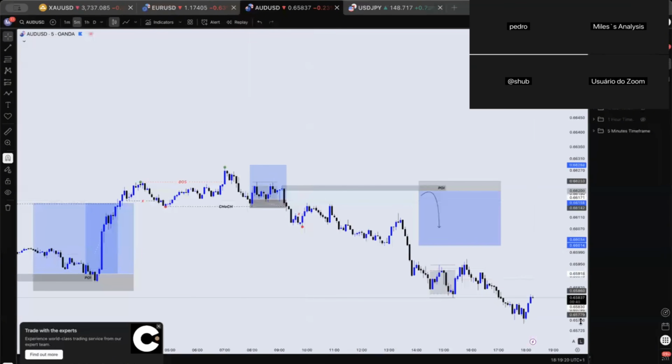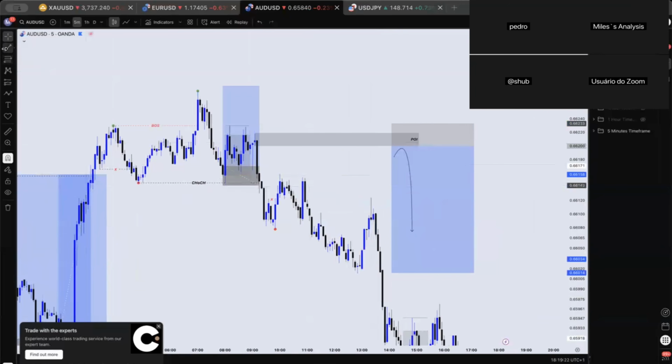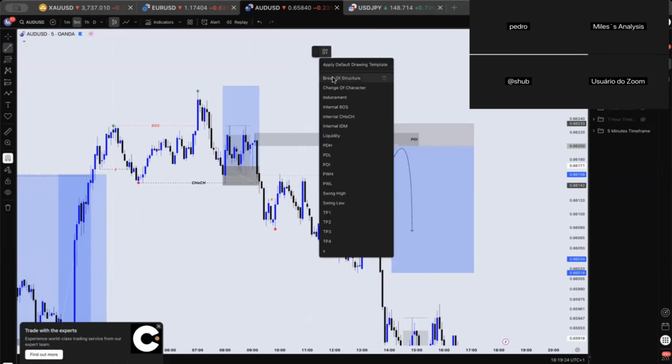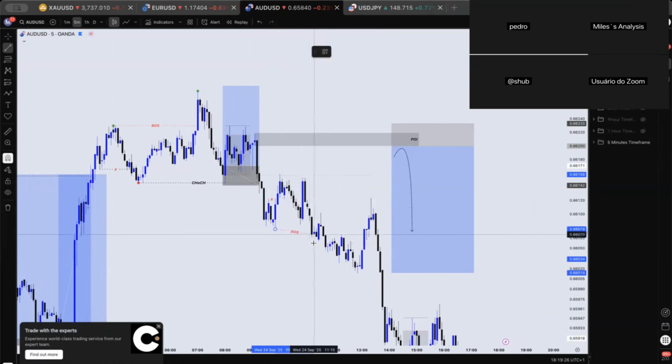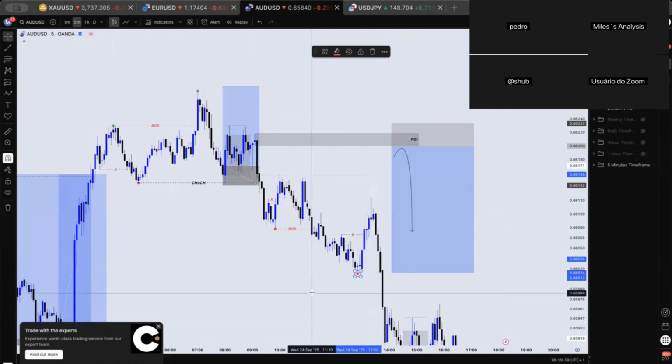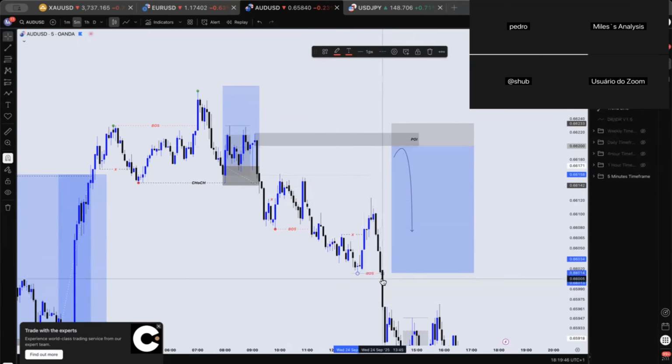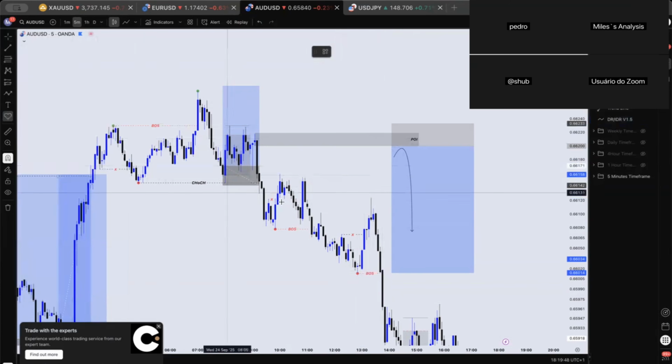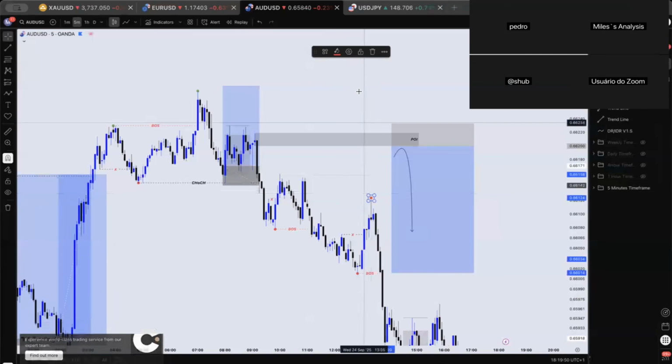Change of character created, and then after that, price made a new breakout structure. After that breakout structure, price went on to take out this inducement. After the inducement was taken out, price made a valid lower low, which ended up creating a breakout structure here. Then price validated this point as a valid lower high.